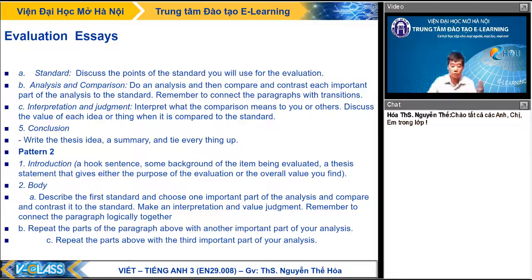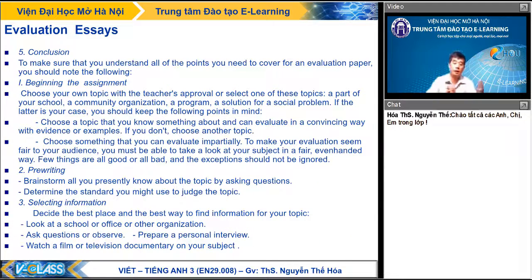For pattern 2, in the introduction, you shall mention the purpose of the evaluation or the overall value you find. But in the body, you have to describe the first standard. And then you describe another important part, or another standard. And in the next part, you shall mention a third important thing, another standard. And also you can move on to the conclusion.